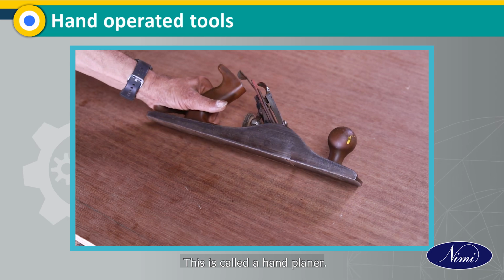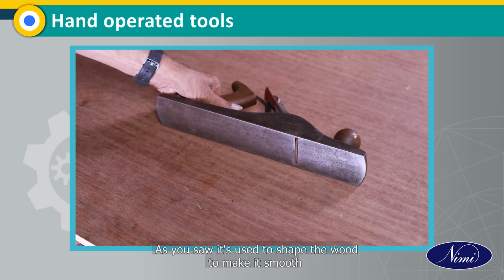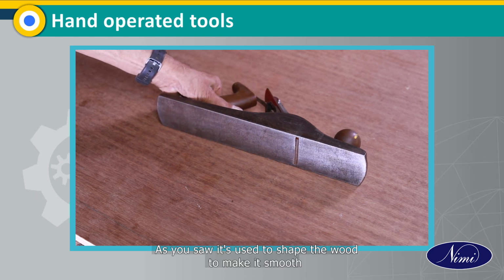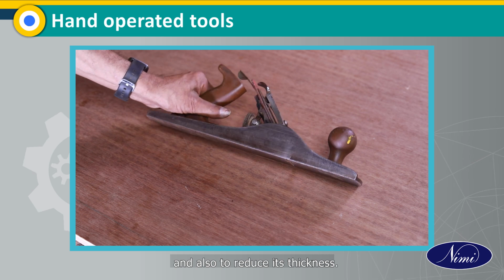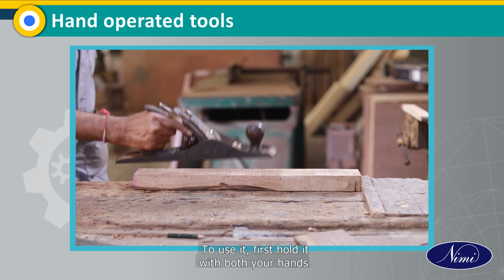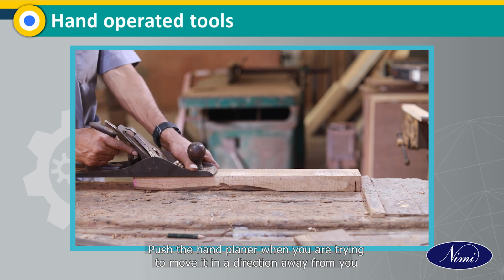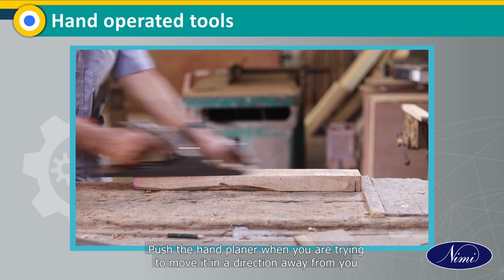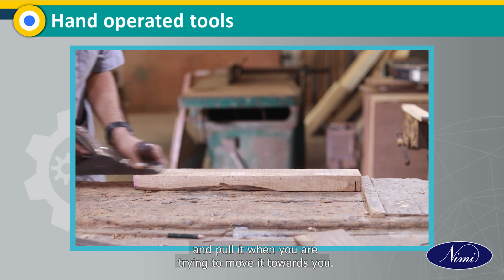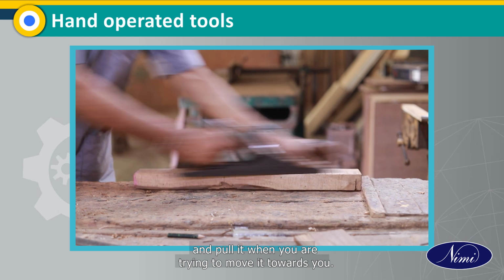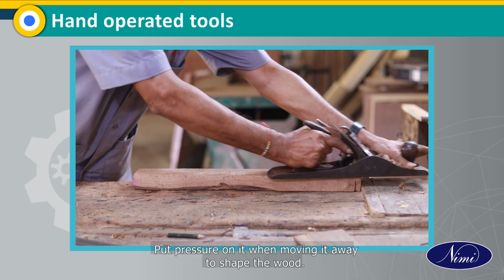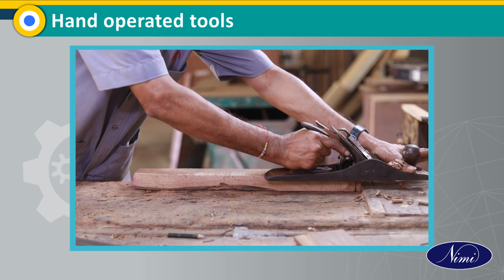This is called a hand planer. As you saw, it's used to shave the wood, to make it smooth and also to reduce its thickness. To use it, first hold it with both your hands. Push the hand planer when you're trying to move it in a direction away from you and pull it when you're trying to move it towards you. Put pressure on it when moving it away to shave the wood.